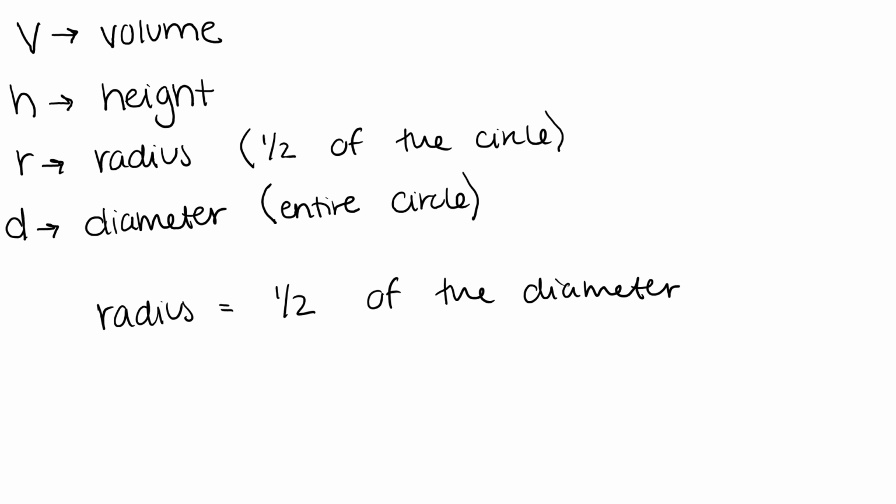And then the last symbol that you need to be aware of is pi. Now, pi has several different variations. We know pi to be 3.14. However, we can also think of pi as a fraction, which is 22/7. Or our scientific calculators even have a pi button.